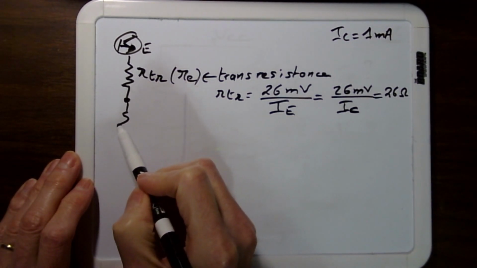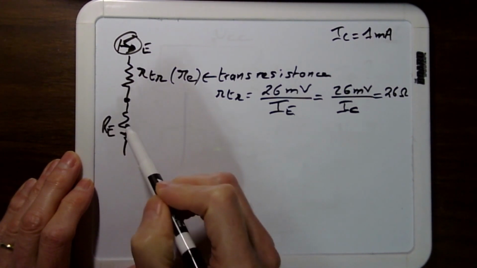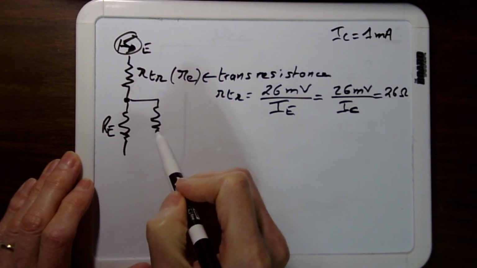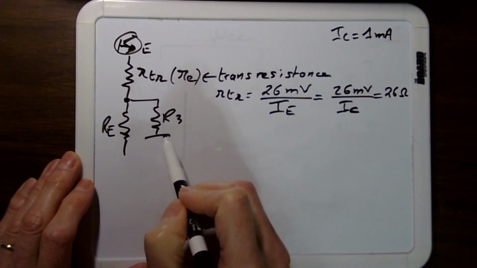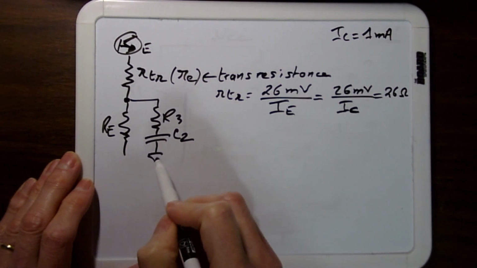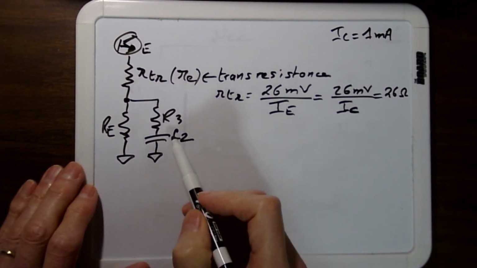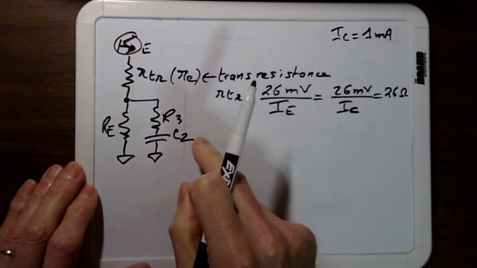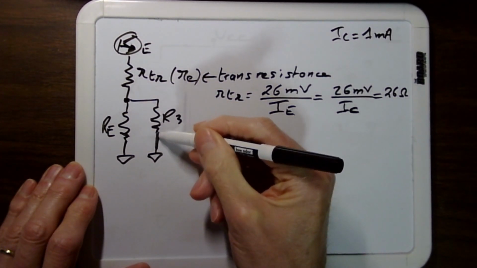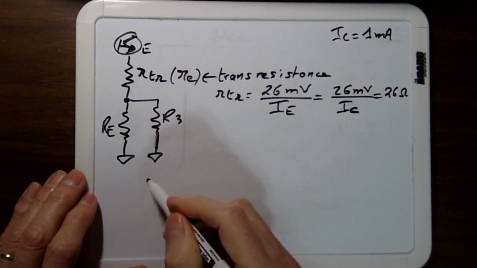And it goes into RE, and then the bypassing branch R3, and the capacitor, which is C2. And that goes to ground. Okay, so when you have AC, C2 is gone. It's just a short. So that's your situation.